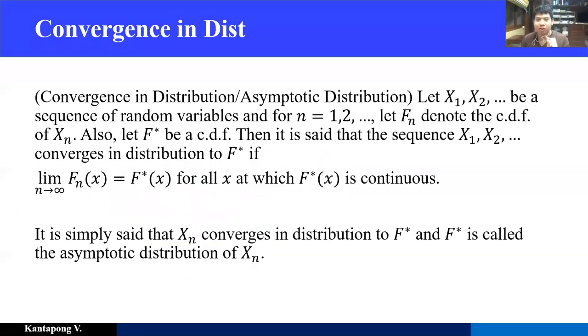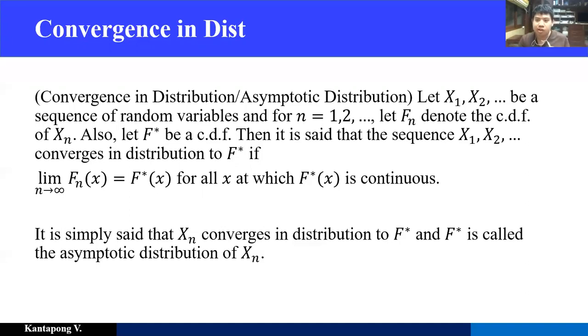Okay, so let's define the convergence in distribution clearly. Let X1, X2, and so on be a sequence of random variables for n equal to 1, 2, and so on. Let Fn denote the CDF of Xn. Also, let F star be the CDF. Then it is said that this sequence converges in distribution to F star if this holds.